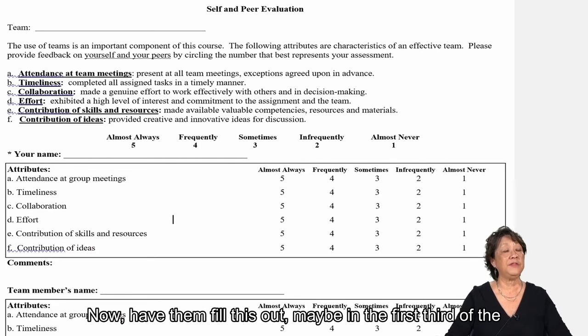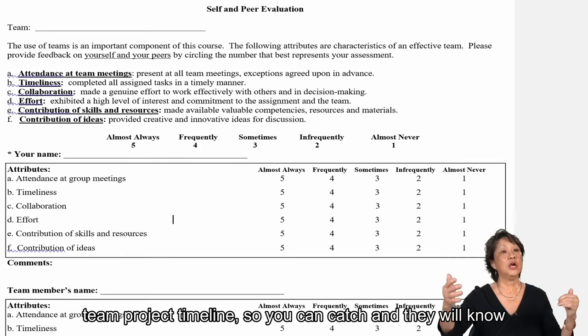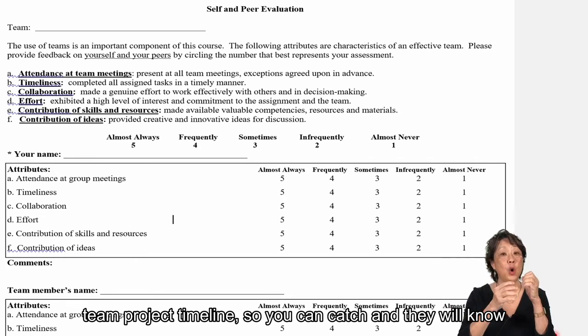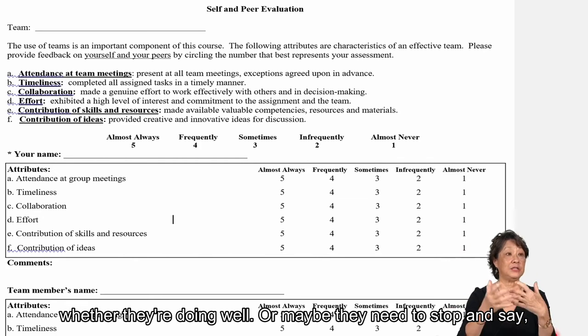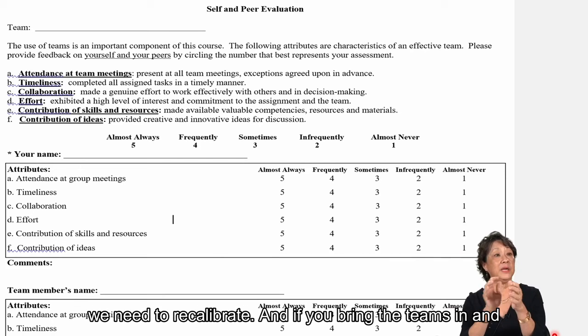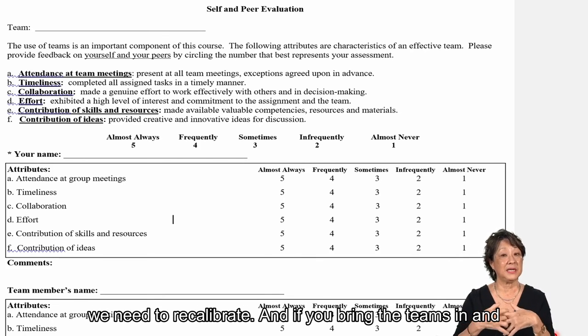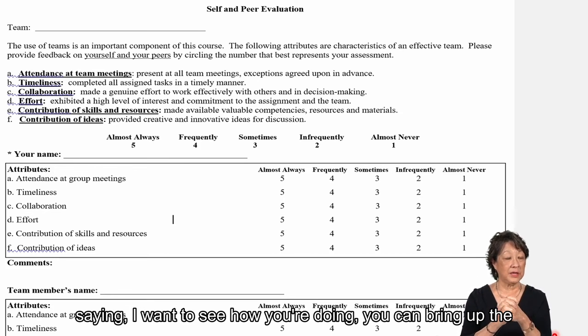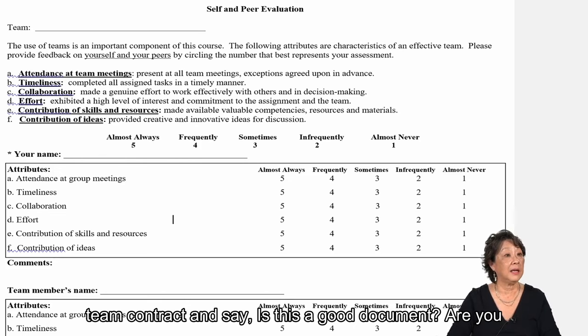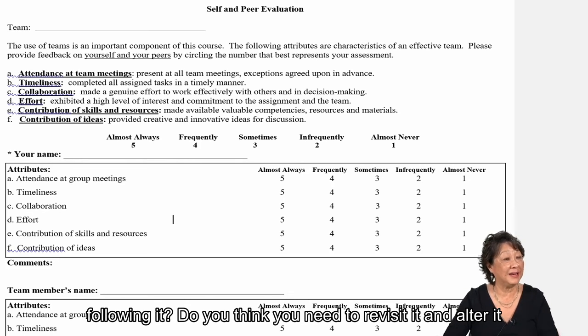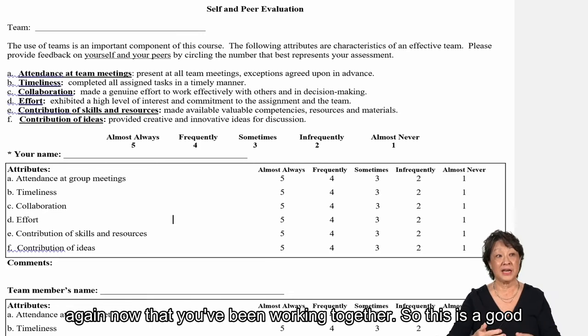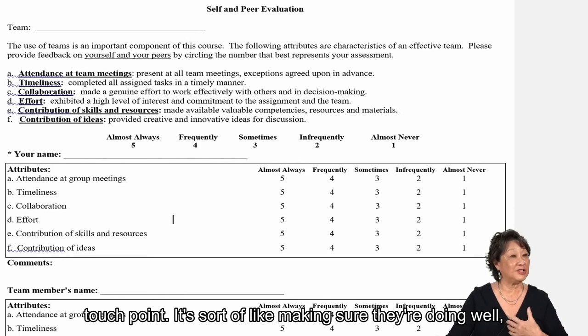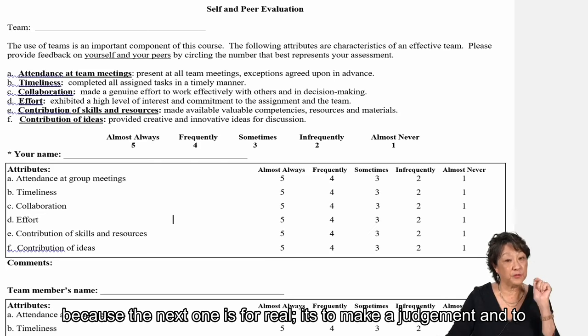Now, have them fill this out maybe in the first third of the team project timeline. So you can catch it, and they will know whether they're doing well or maybe they need to stop and say, we need to recalibrate. And if you bring the teams in and say, I want to see how you're doing, you can bring up the team contract and say, is this a good document? Are you following it? Do you think you need to revisit it and alter it now that you've been working together? So this is a good touch point. It's sort of like making sure they're doing well, because the next one is for real, to make a judgment and to give points.